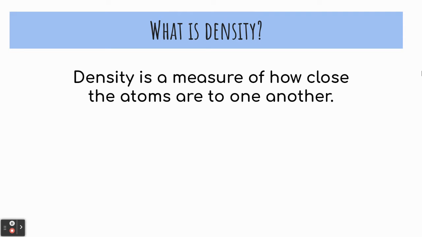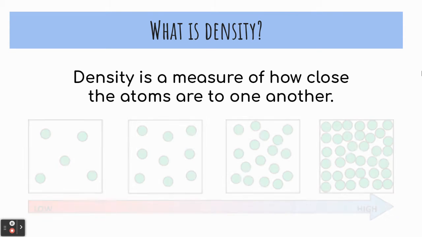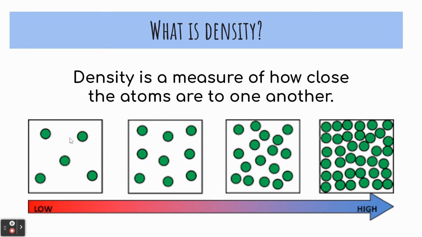All right, so as a review, remember that density is a measure of how close the atoms are to one another. So if the atoms are farther apart, they have a lower density, and the closer they are to each other, the higher the density is. So this is high density because you've got a lot compacted in a small space, and this is low density because you only have a few in that same space.